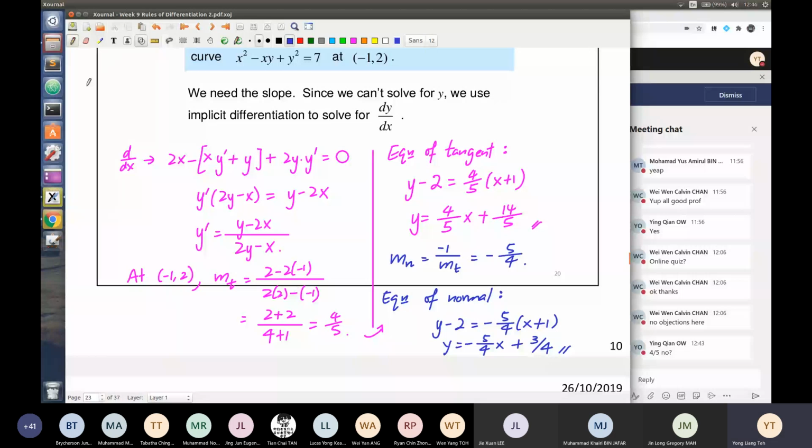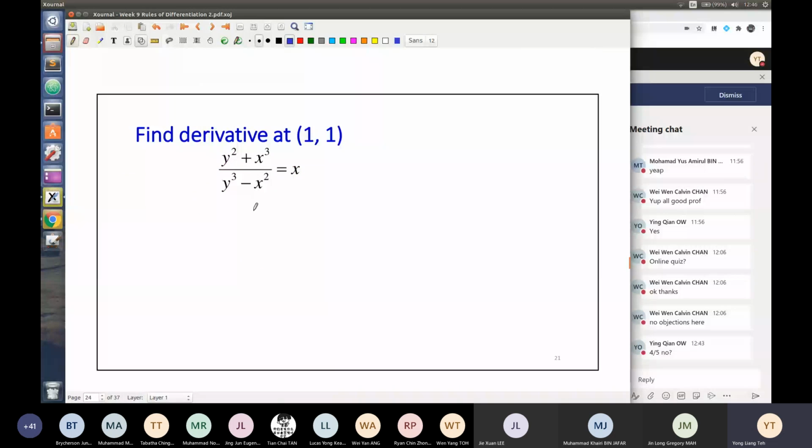Looks good. Let's continue. So maybe I just finish up with one more example. Find the derivative at (1, 1). Of course, this looks like a complicated fraction, but not to worry, you just have to apply the quotient rule together with the implicit differentiation.